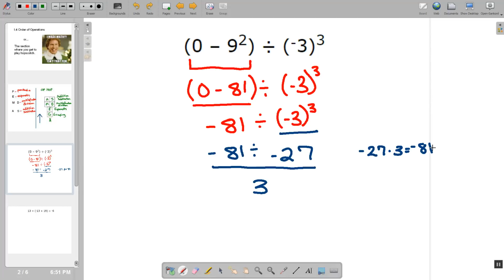So that is an example of a problem, one step at a time. Step 1, we did 9 squared to get 81. Step 2, we did 0 minus 81 in the leftmost parenthesis and got rid of the parenthesis, negative 81. Step 3, we did the right side parenthesis and got negative 27. Step 4, we landed on our answer of positive 3.